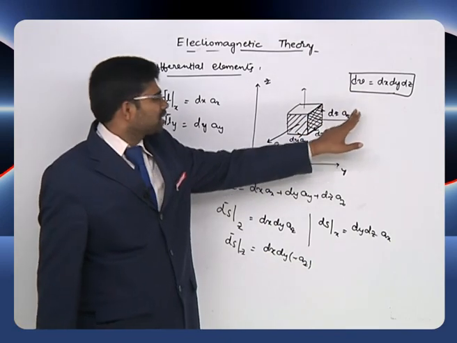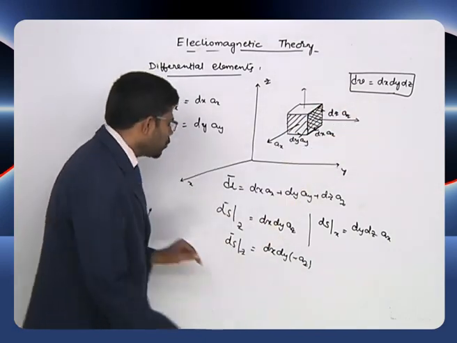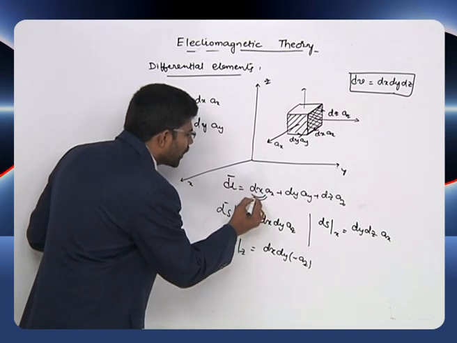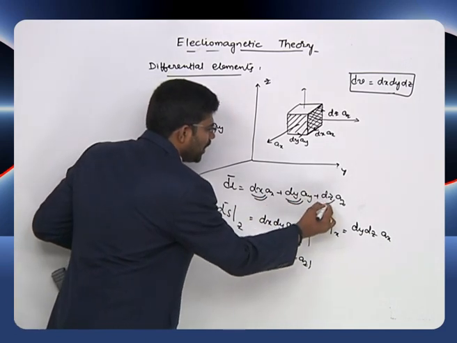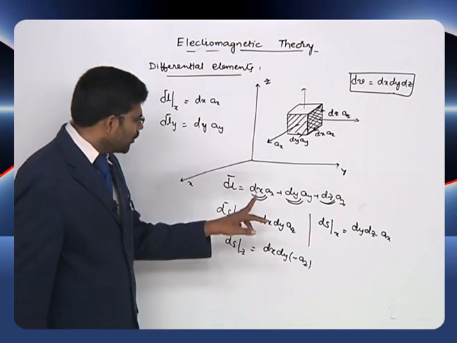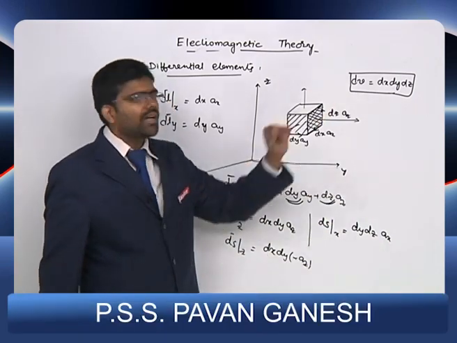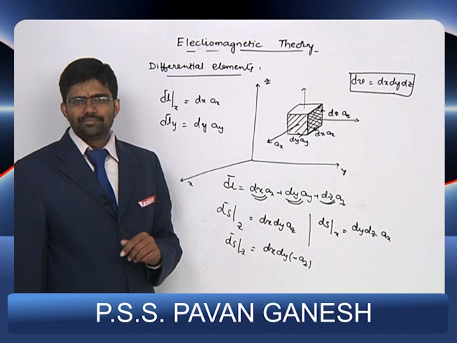That is the simple technique to obtain the differential volume. No need to remember the expression dx, dy, dz. Just multiply all these components of the vectors, dx, dy, dz, and what we get is the differential volume, right?